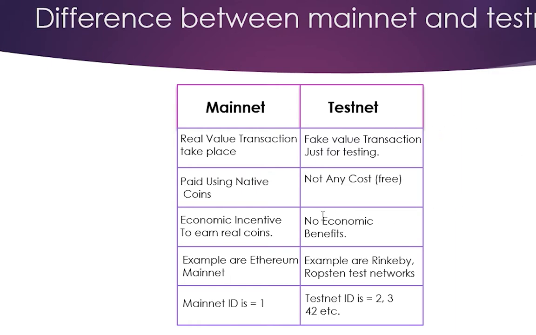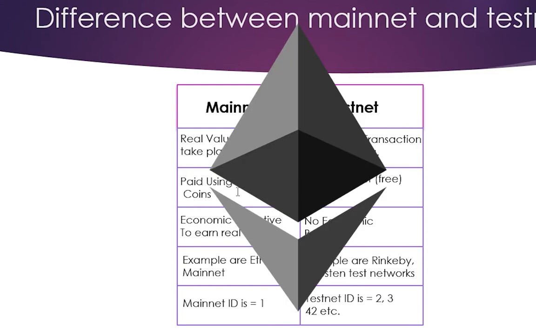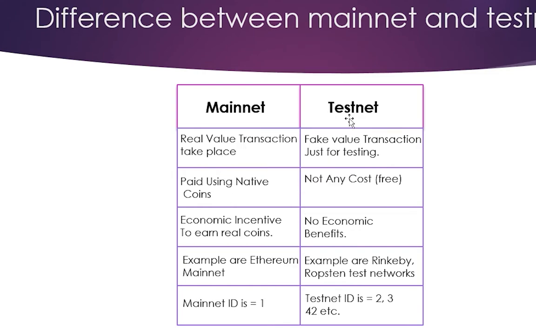Then let's move to the second point, paid using native coins. That's similar to the first point, like the real value transaction. When you do a transaction, the money or the ether will be in real form, but in the case of the test network, that will be free. It gives us free ether to do transactions just for testing purposes. And the two points are done for the mainnet and testnet.